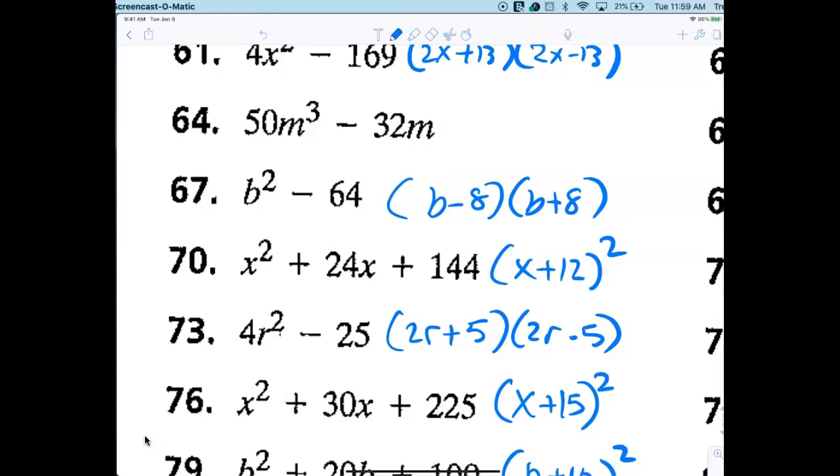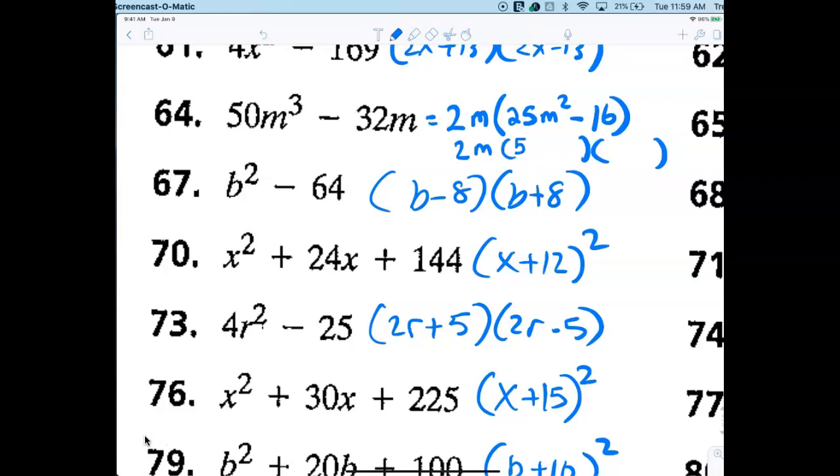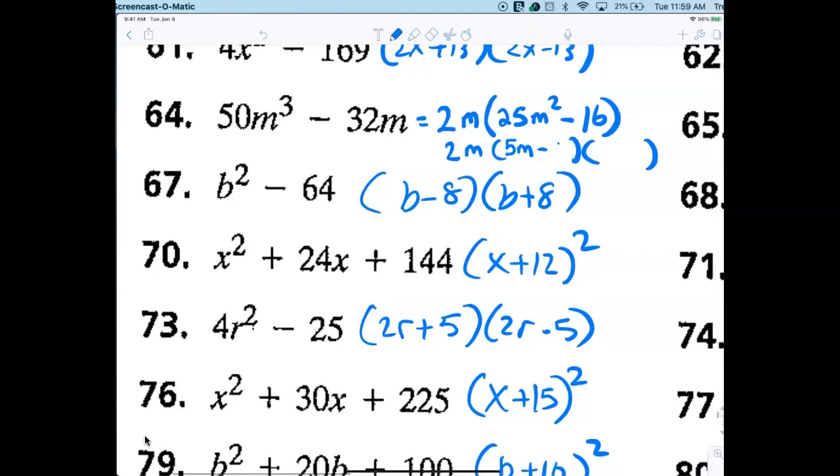Mr. Wilson, you're up. 64. The common factor would be 2. And? 2 and n. What's left behind? Then we've got 25n squared minus 16. Perfect. And so now it would be 2n, and then in parentheses, 5m squared minus 4 squared on all the squared.